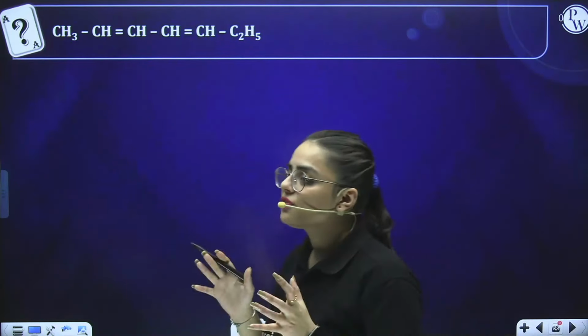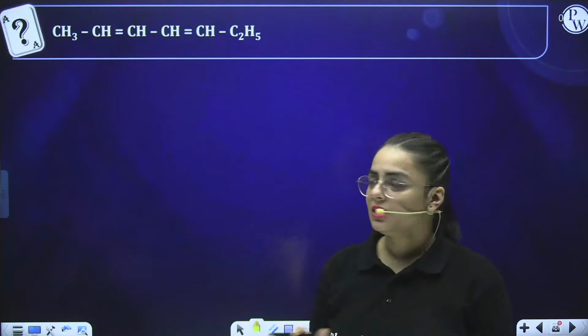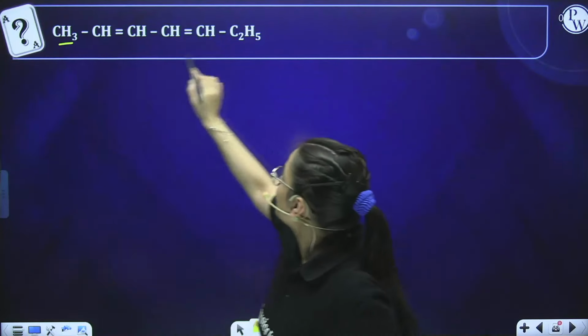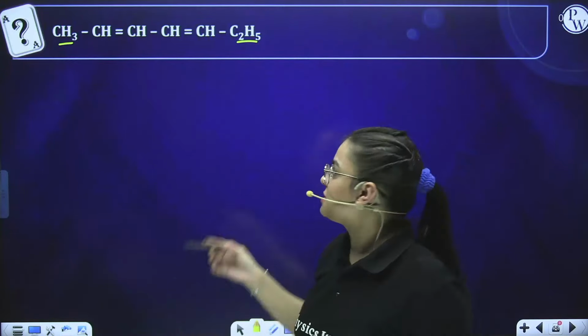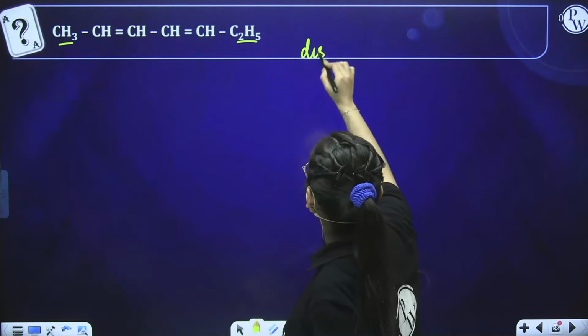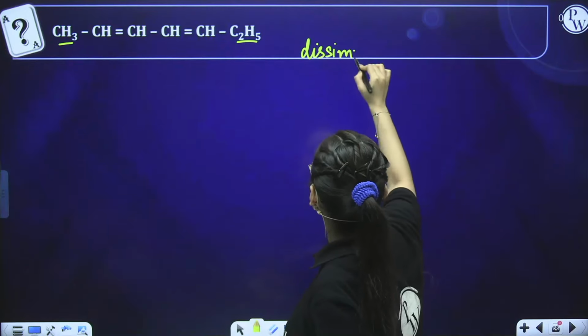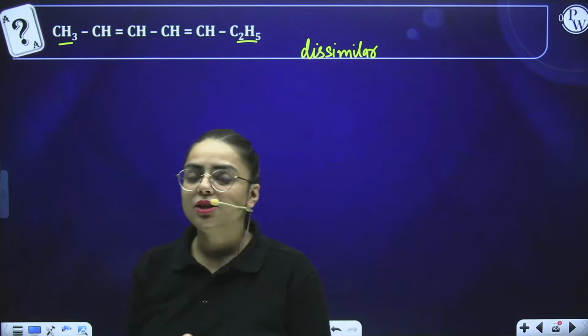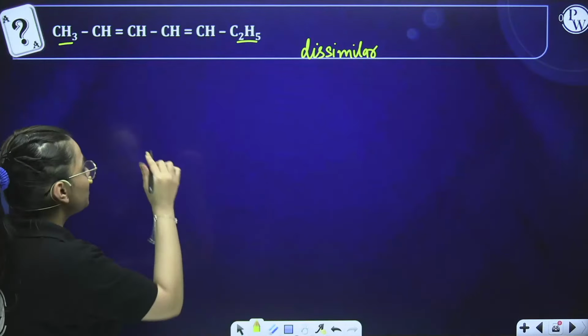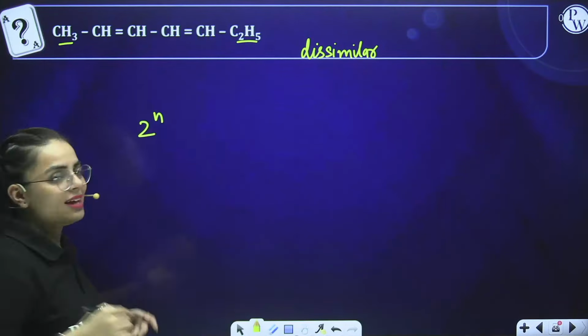Again, let us find out if it is similar end or dissimilar end. Here it is a CH3 group, while here it is a C2H5 group. That means it is dissimilar end because dissimilar groups are present. So again, it is the case of dissimilar ends. Now for dissimilar ends, what do we need to do? We simply need to do 2 raised to the power n, where n refers to the stereogenic center.